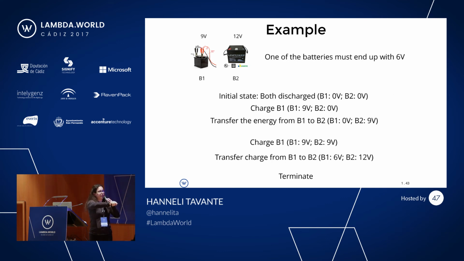If I charge battery 1 again, battery 1 is going to have 9 volts, battery 2 is going to have 9 volts, okay? And then if I transfer the charge from battery 1 to battery 2, what happens? Battery 1 ends up with 6 volts, battery 2 ends up with 12 volts, right? Does it make sense?